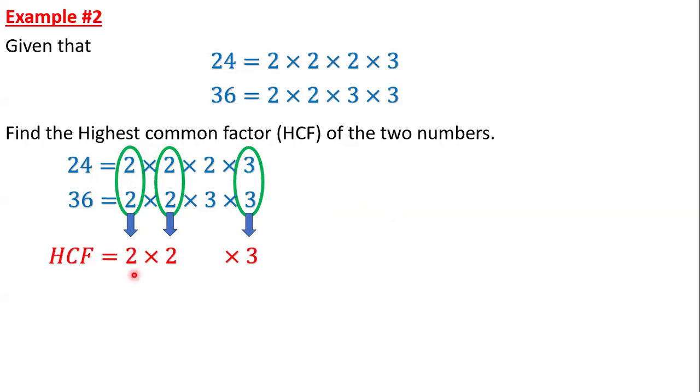Okay, so now we multiply, right? 2 times 2 gives us what? 4. So this 2 times 2 is 4. And then this 3, bring that down, right? And then we have 4 times 3, which gives us what? 12. So the HCF is 12.